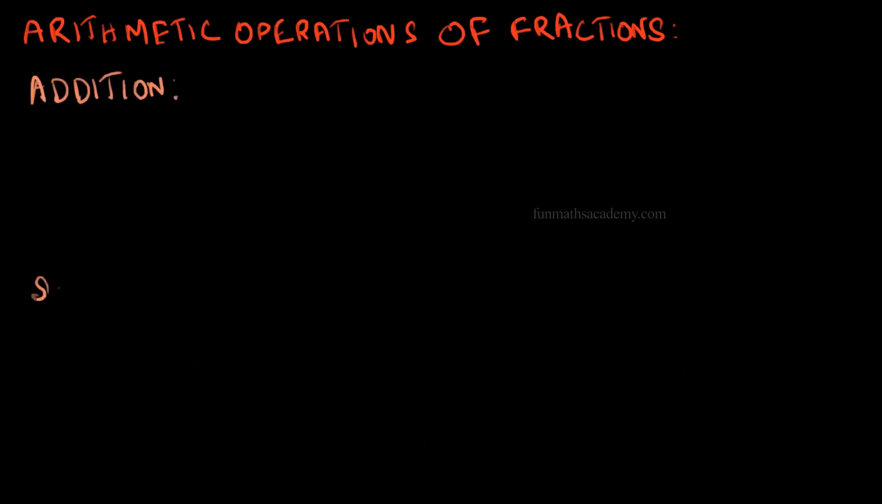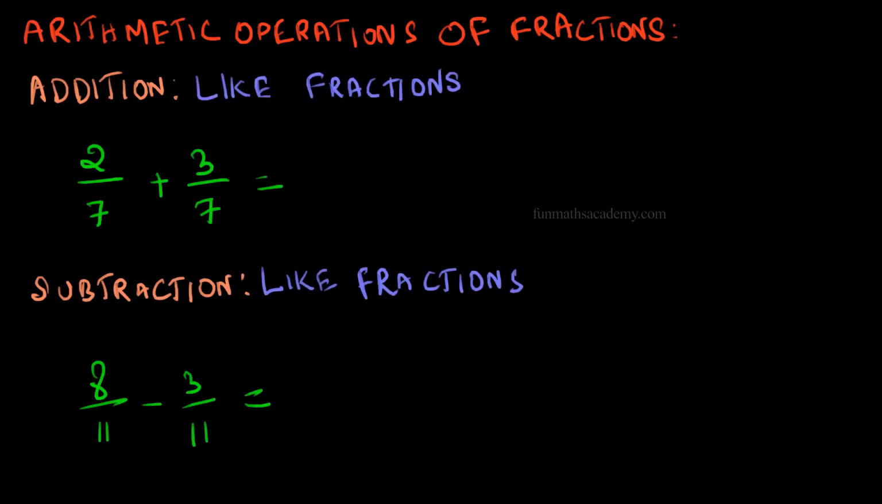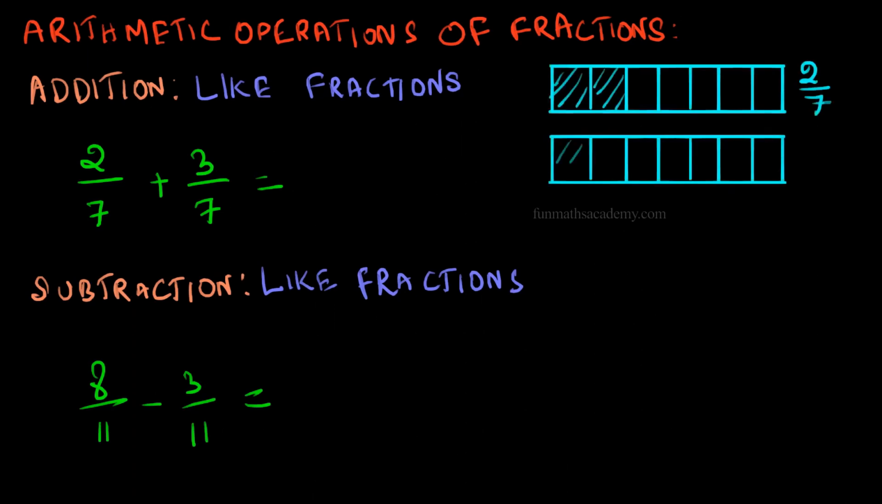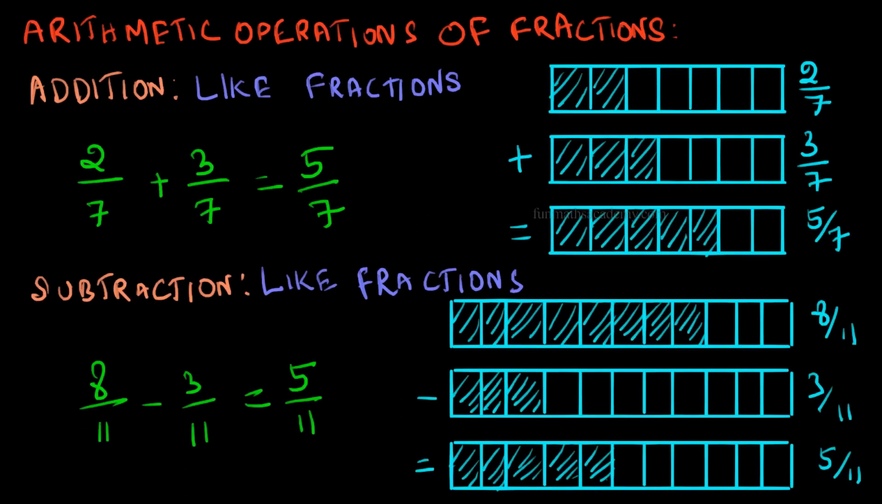Now let us see how to add or subtract fractions. When the fractions are like, it is easy to add or subtract. We just have to add or subtract the numerators alone and then write it as the numerator of the answer. We keep the denominator the same itself.